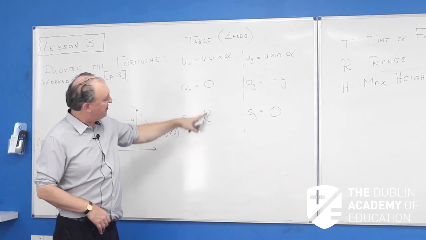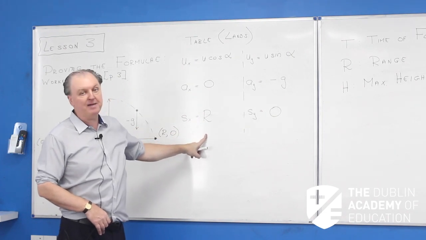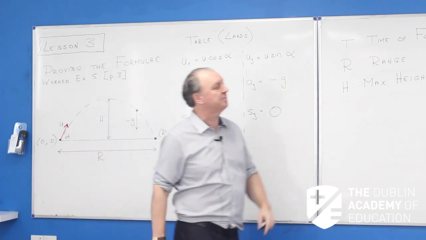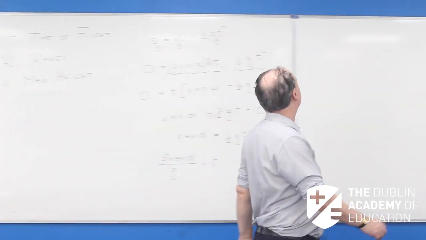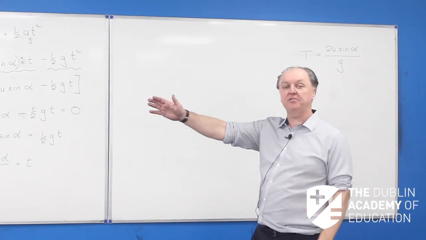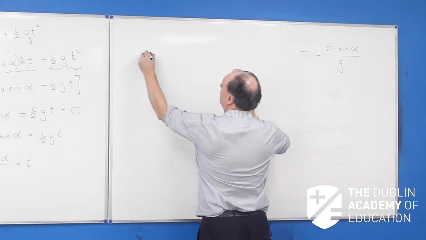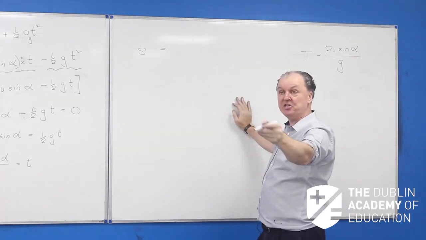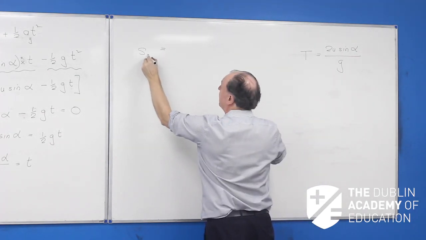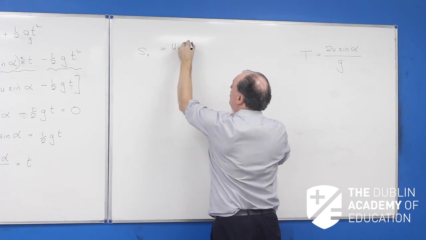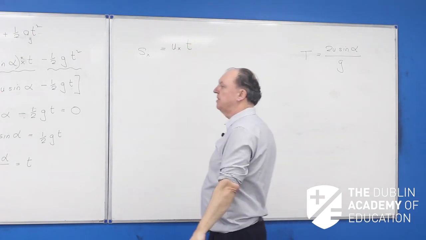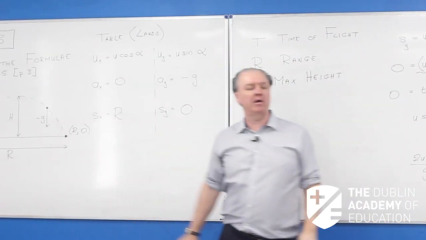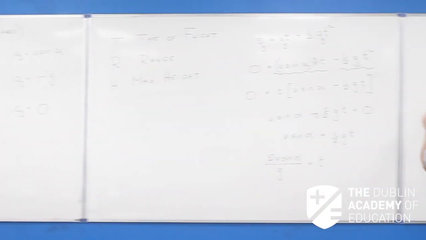Now, I'm going to go to this side here. The time of flight, of course, is shared between both sections. So write down my equation for the x side, the usual thing. S equals ut plus a half at squared. And you know that the ax is 0, so you get the simplified formula. Sx is equal to uxt. What's Sx when it lands? That is the range.